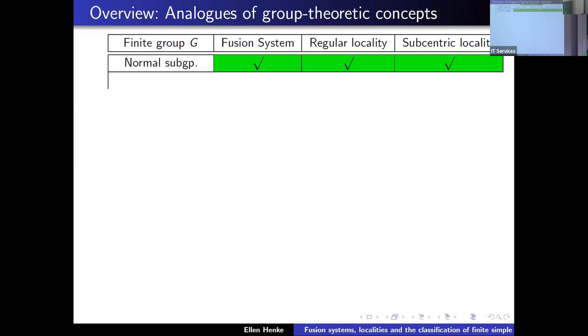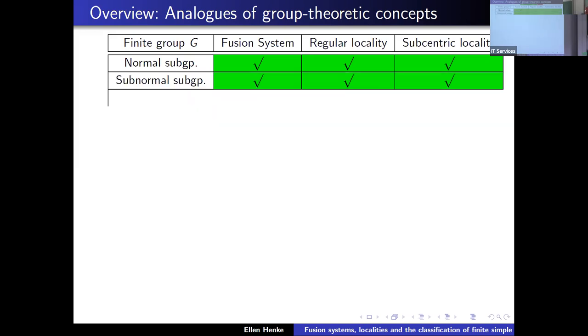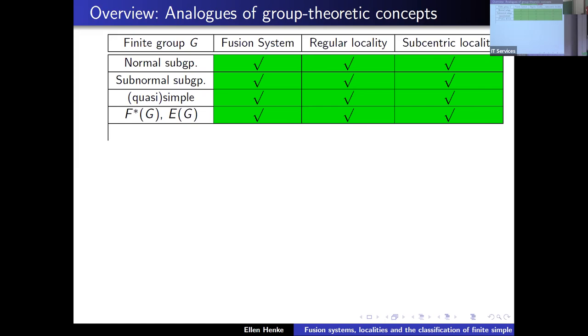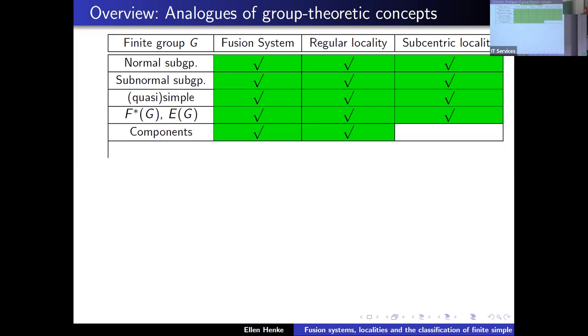Okay, so we have analogs of normal subgroups. For fusion systems, these are just the normal subsystems. For regular localities and subcentric localities, these are just the partial normal subgroups. And by this theorem I proved together with Andy Chermak, we get one-to-one correspondences between everything here. Okay, then in all three settings, we also have natural notions of subnormal substructures. Then we have natural notions of simple and quasi-simple fusion systems, regular localities, and subcentric localities. Then actually in all three settings, we have notions of F star of G and E of G. For components, I've introduced so far for fusion systems and regular localities. I will say more about subcentric localities later on.